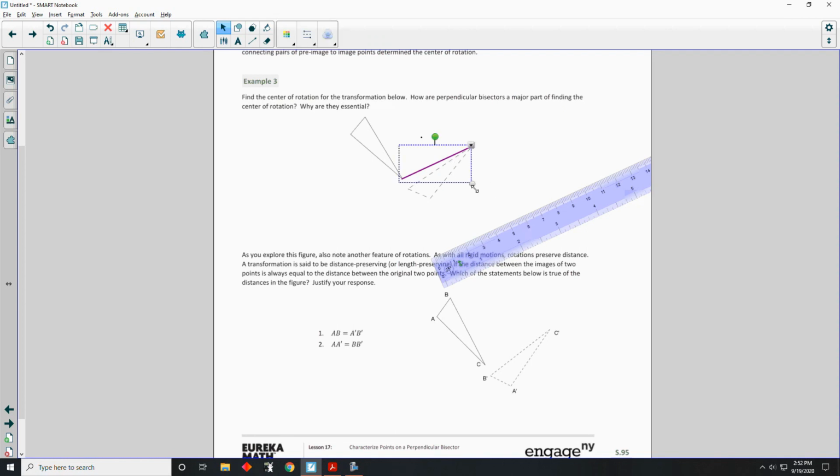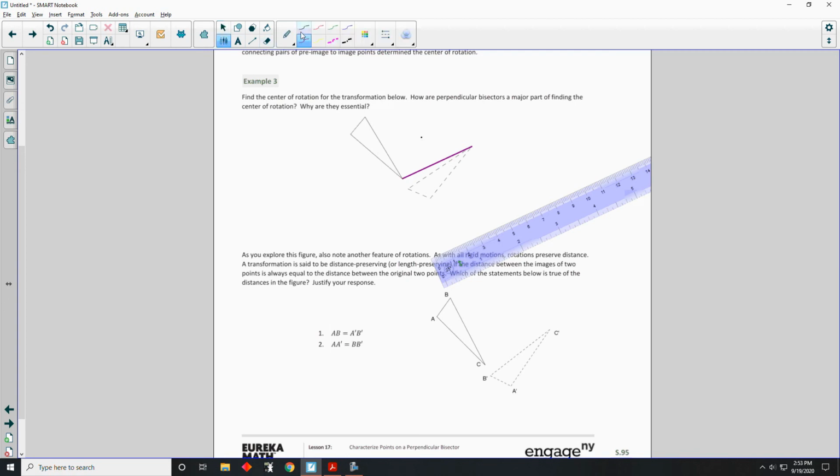Thought I could make that a little bit longer, like so. Still a little too short. I erased too much. Okay, so right there. So there's a segment connecting the pre-image to the image.